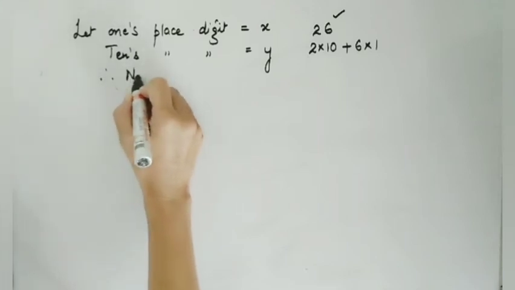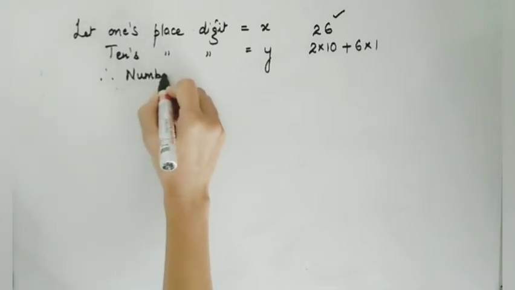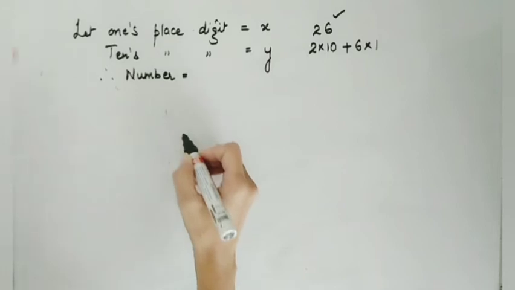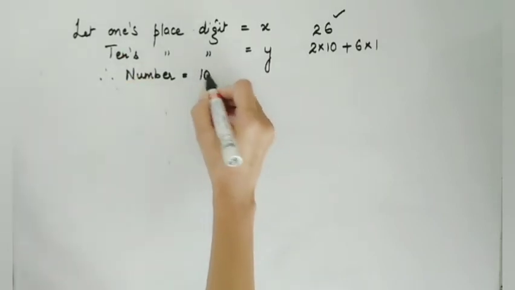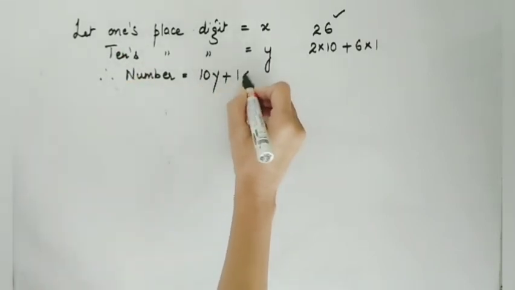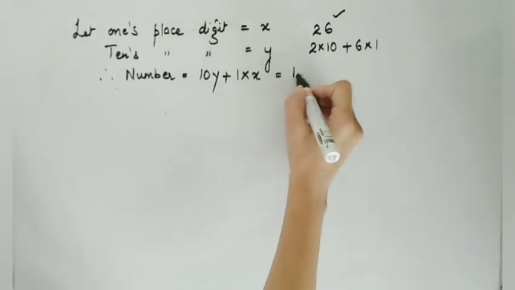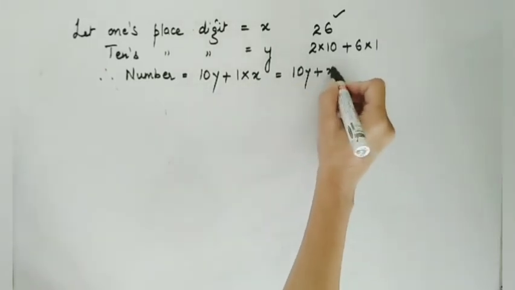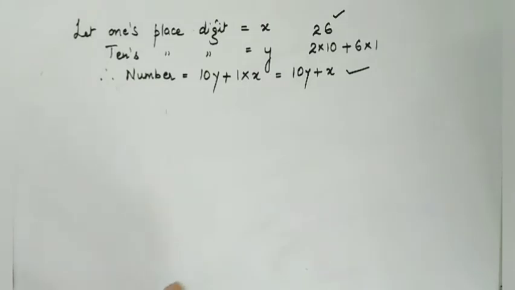Therefore number, how would the number be written? This would be tens places multiplied by 10. So it's 10 times y plus 1 times x, which is 10y plus x. So original number is framed.